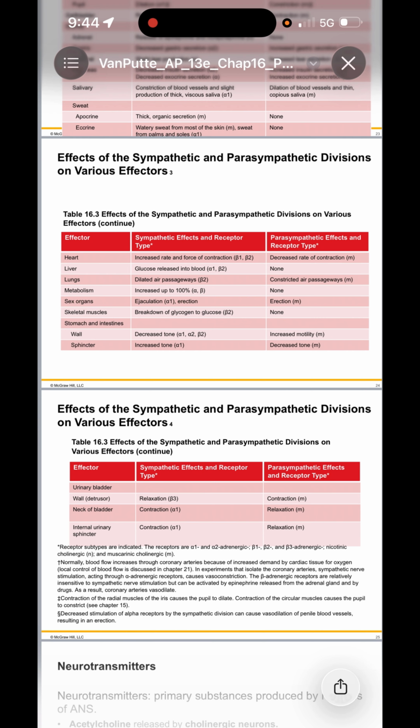Effector: stomach and intestines. Effector: wall. Sympathetic effects and receptor type: decreased tone, A1, A2, B2. Parasympathetic effects and receptor type: increased motility, M. Effector: sphincter. Sympathetic effects and receptor type: increased tone, A1. Parasympathetic effects and receptor type: decreased tone, M.